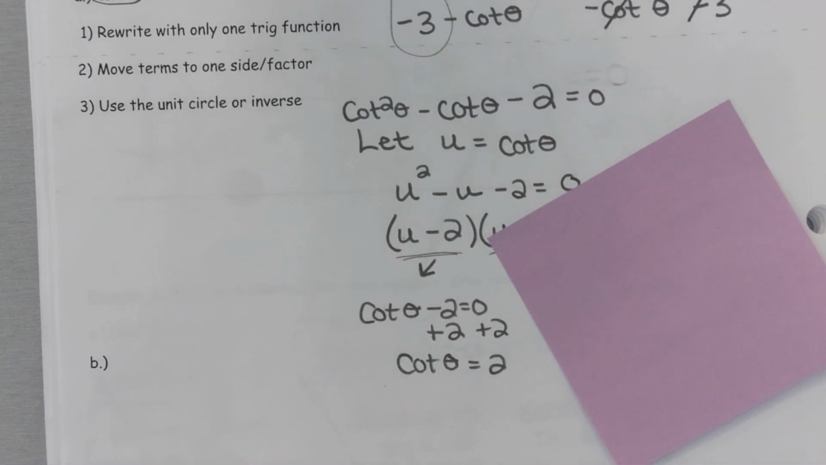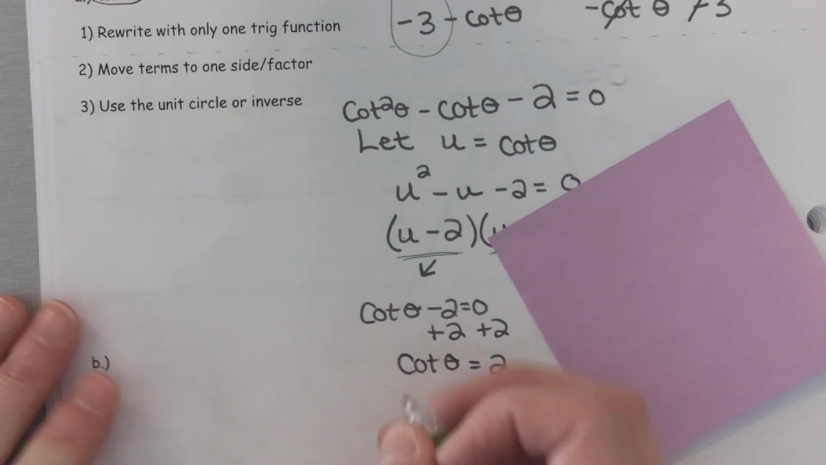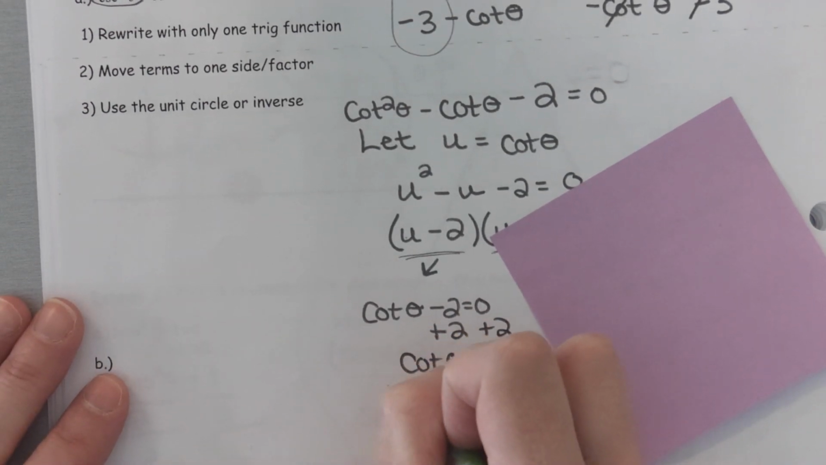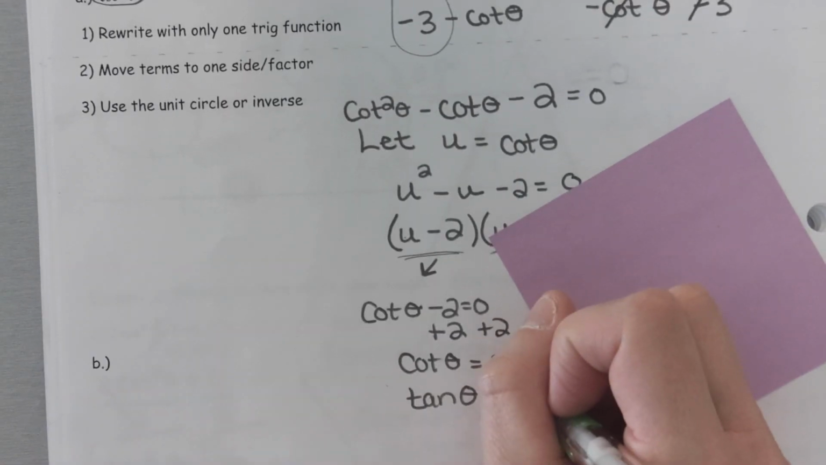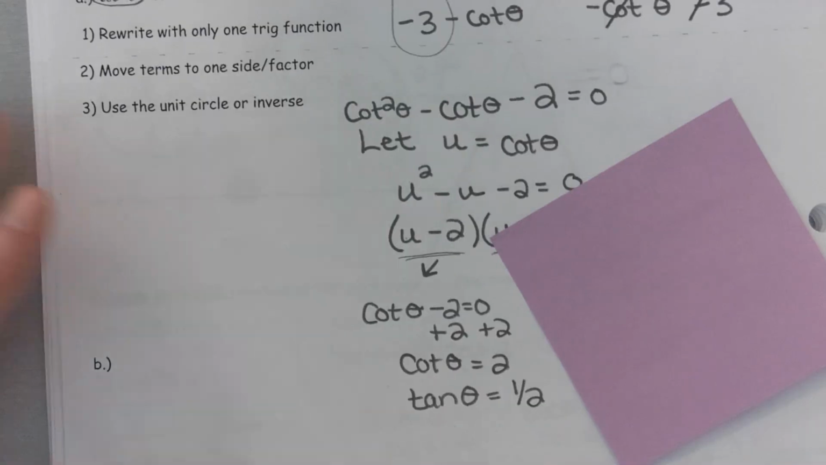All right, how can I put this in terms of something I know more things about? Do I know a lot about cotangent? Who's his buddy? Tangent. So let's go ahead and rewrite it as tangent of theta equals, what is it going to be equal to? 1/2. So we're going to take the reciprocal.